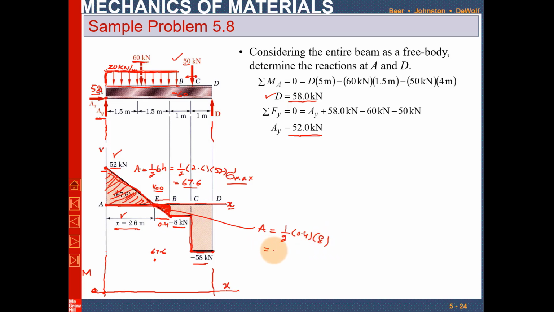So again, this will be equal to 1.6. Again, this will be downward, minus 1.6, because it is minus. So it will be minus 1.6. So at point E, it was 67.6, and at point B, it is reducing by 1.6. So at point B, it will be 67.6 minus 1.6, which is equal to 66.